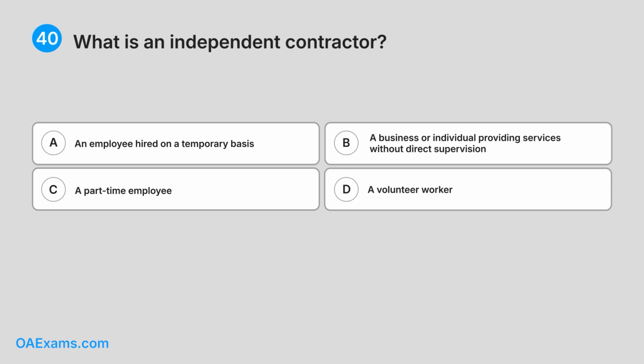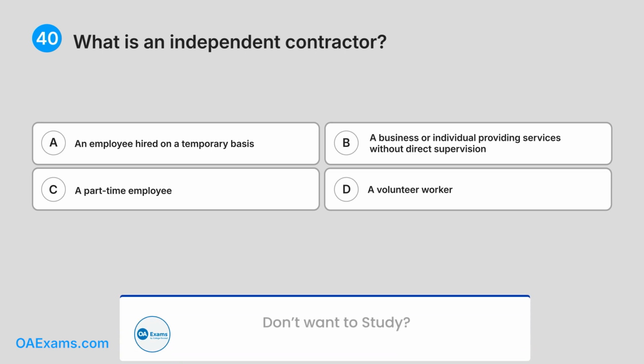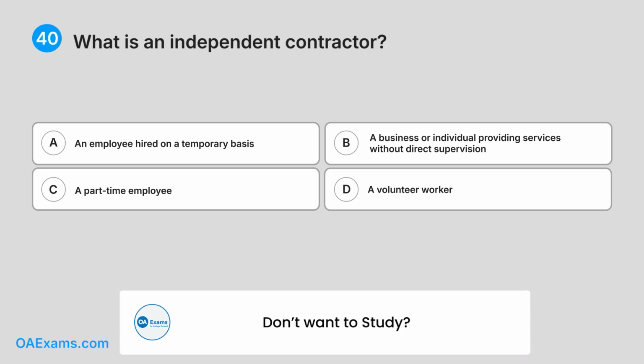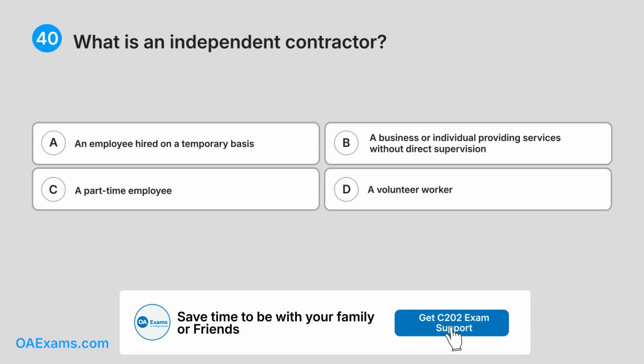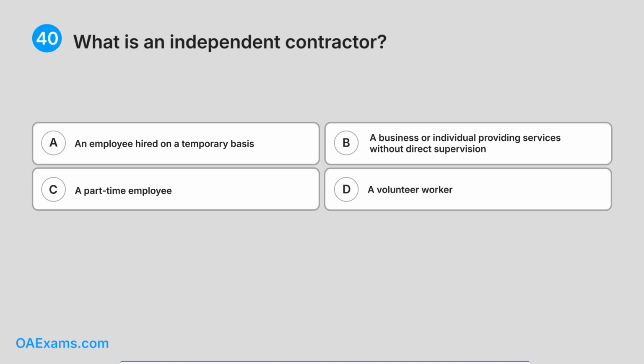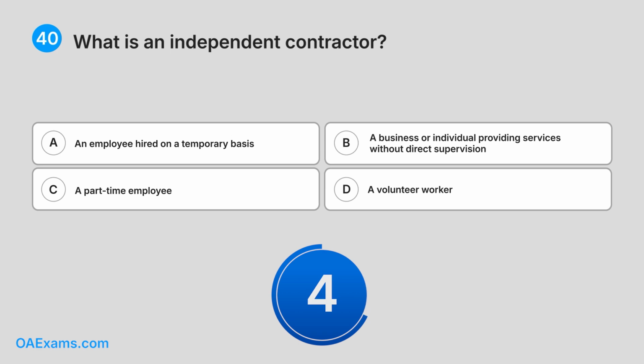40. What is an independent contractor? A. An employee hired on a temporary basis. B. A business or individual providing services without direct supervision. C. A part-time employee. D. A volunteer worker. What do you think is the answer?